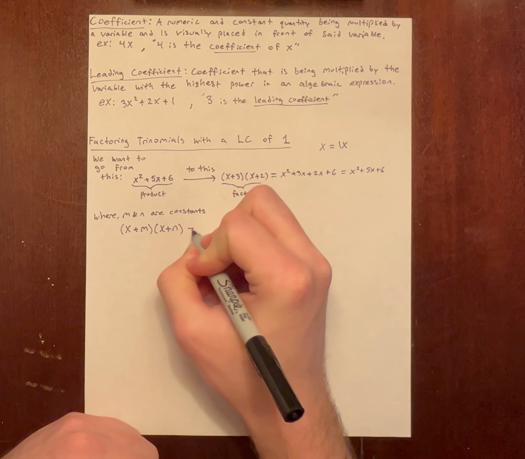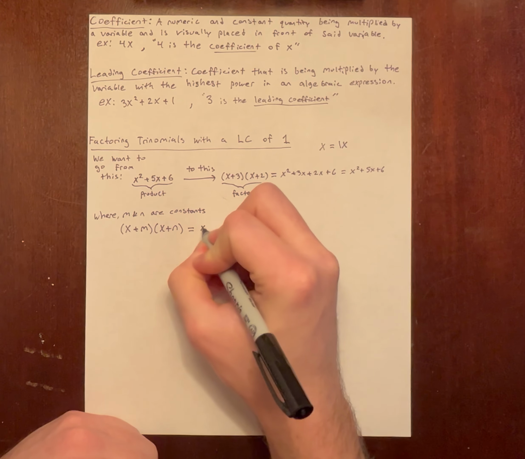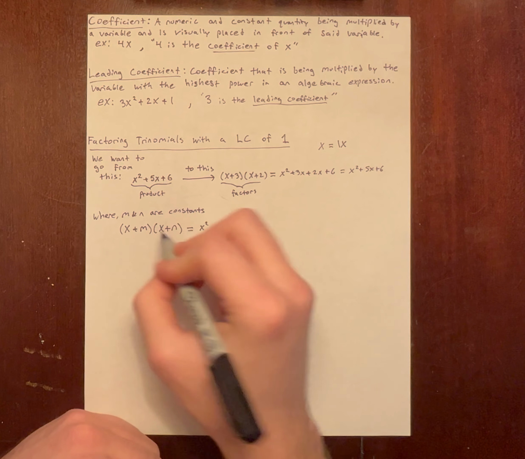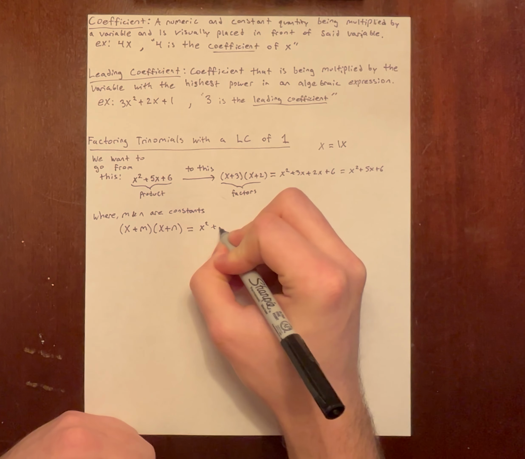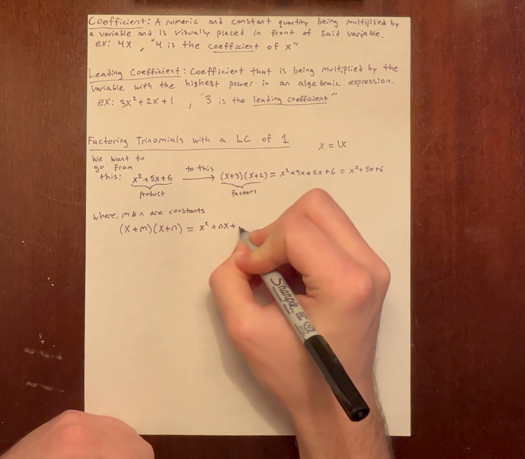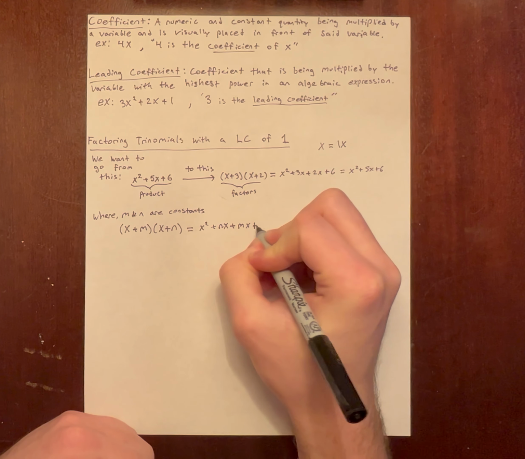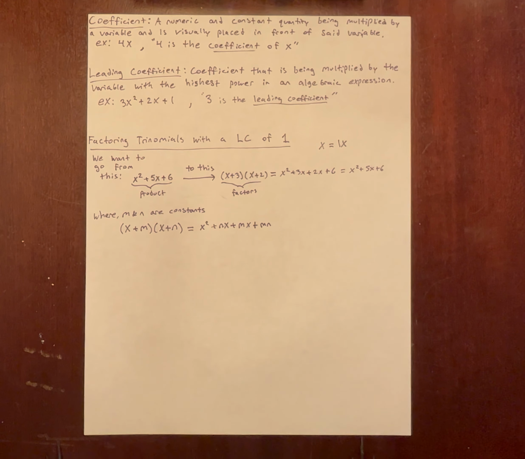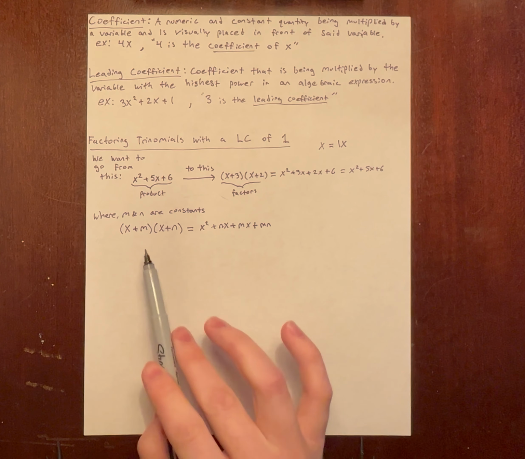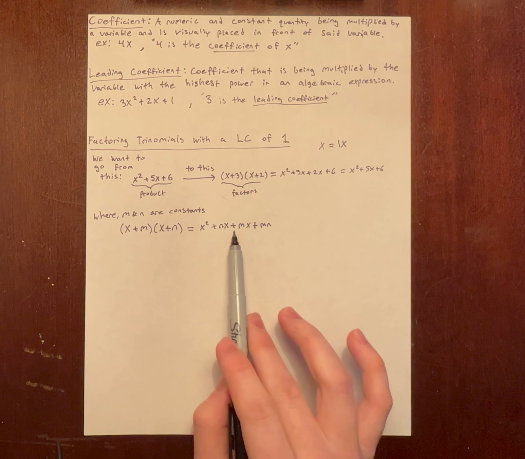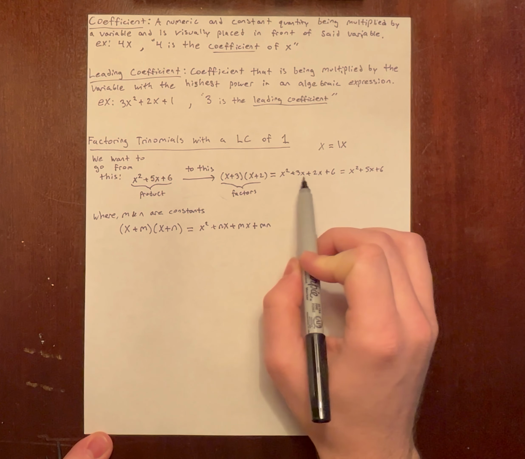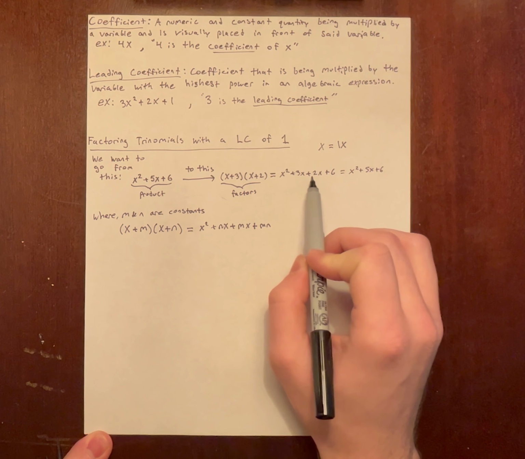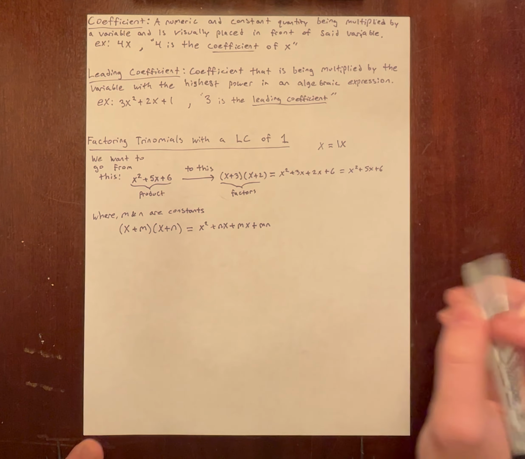If I were to FOIL this, I would do, again, first, x times x is x squared, and then outer, plus nx, inner, plus mx, and then last, plus m times n. And so when I FOIL this, I get x squared plus nx plus mx plus mn. And just like up here when I had 2x plus 3x, you can add those together since they have the same variable, the same power.